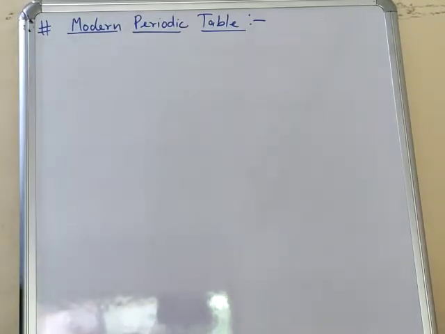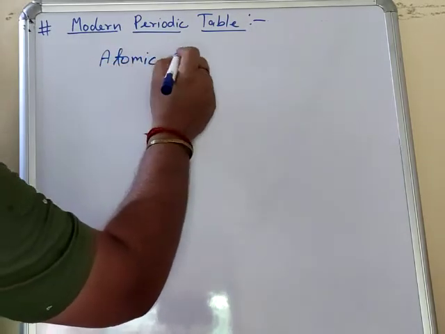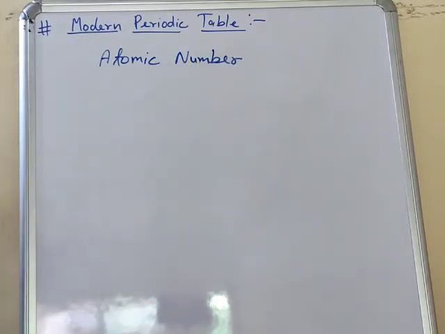Previously, in Newlands' classification, Mendeleev's classification, as well as Dobereiner's classification, all three scientists had taken atomic mass as the basic property of elements. On the basis of atomic mass they classified the elements, but the modern periodic table is classified on the basis of atomic number. Just note it down: it is classified on the basis of atomic number, which is denoted by capital Z.